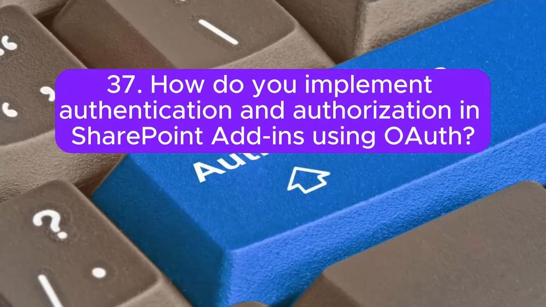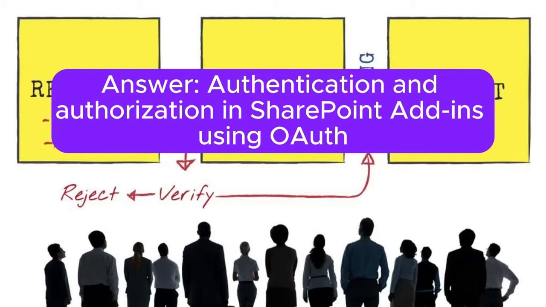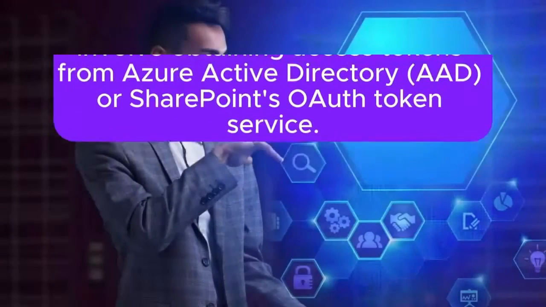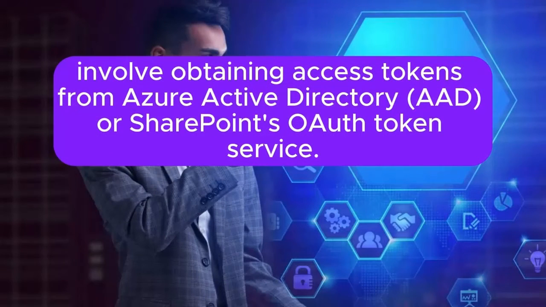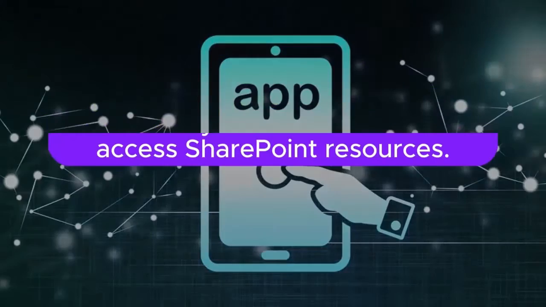37. How do you implement authentication and authorization in SharePoint add-ins using OAuth? Answer: Authentication and authorization in SharePoint add-ins using OAuth involve obtaining access tokens from Azure Active Directory (AAD) or SharePoint's OAuth token service. Developers can configure app permissions, request access tokens, and securely authenticate users to access SharePoint resources.